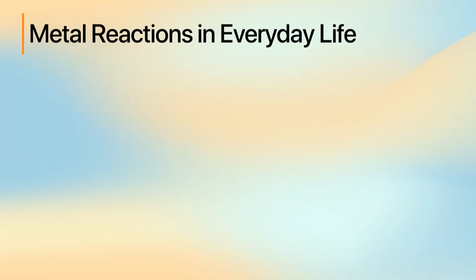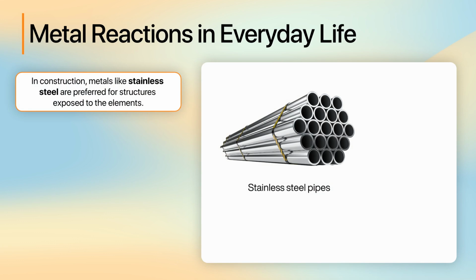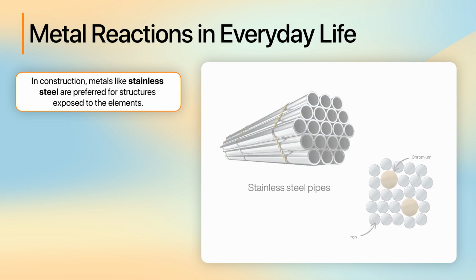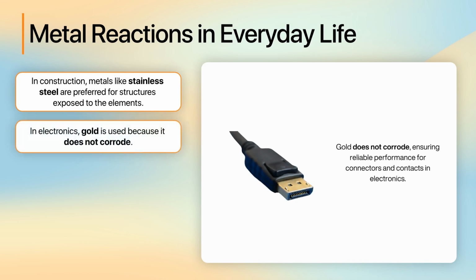Understanding the reactivity series helps us make informed decisions about the materials we use in different environments. For instance, in construction, materials like stainless steel, an alloy containing iron, but also elements like chromium and nickel to prevent rusting, are preferred over pure iron for structures exposed to the elements. In electronics, gold is used for connectors and contacts because it doesn't corrode, ensuring reliable performance.